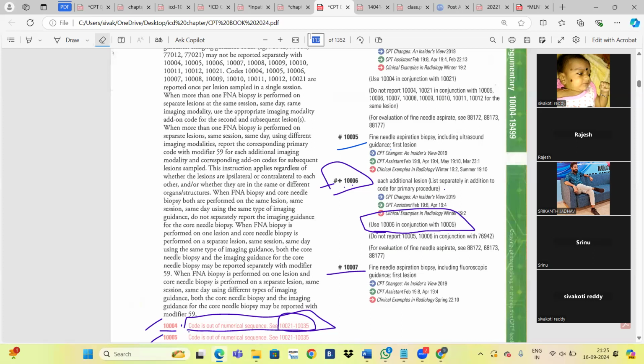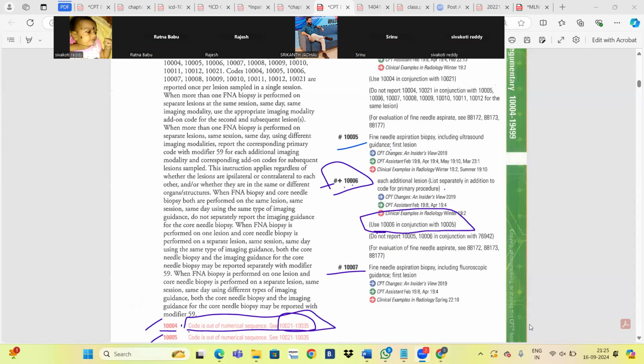Any doubt about how to use the CPT book? Scopy, open, with image, including image: whether you need to give an additional 7 series or not, and modifiers. If imaging guidance is not included in the procedure description, but they performed the procedure under imaging guidance, at that time you need to add the 7 series separately.